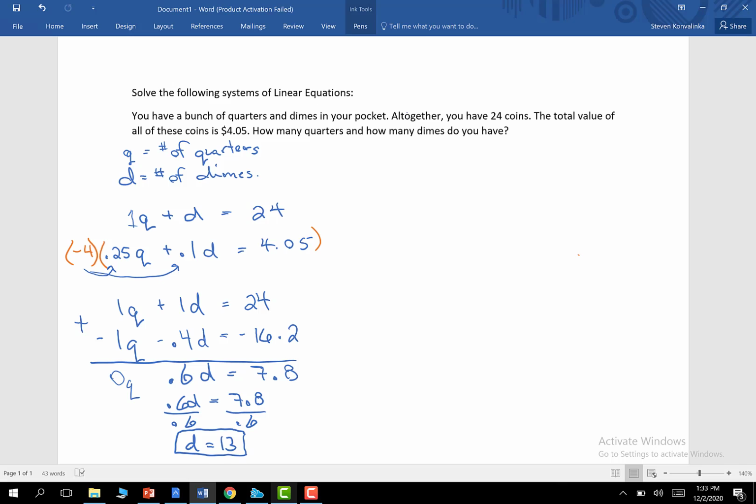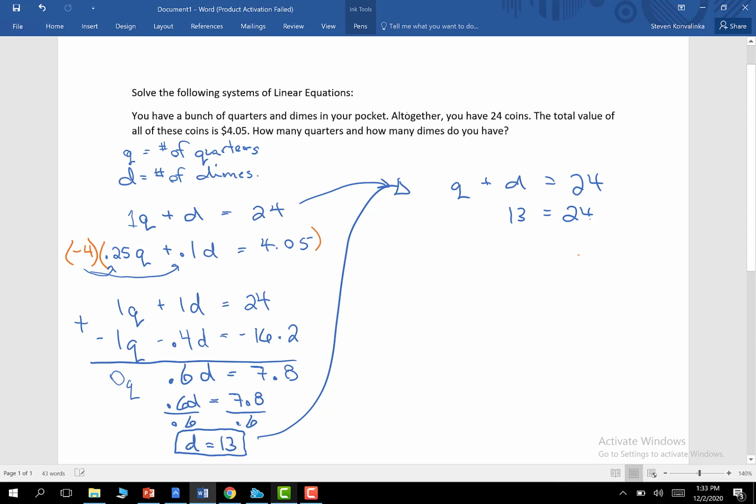Great. Okay, so let's take this information and use it to solve for Q, the number of quarters. I'm going to take the first equation, Q plus D is 24. Except we know now that D is 13. So instead of D, I'm going to put in 13. Keep everything else the same, and now try and solve for Q. The 13 is going to come over the equal sign. Q equals 24 minus 13. And we find that Q is 11.